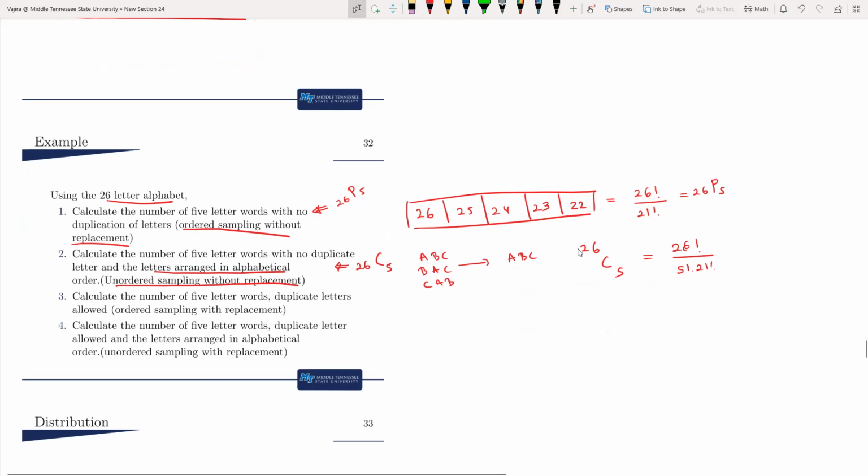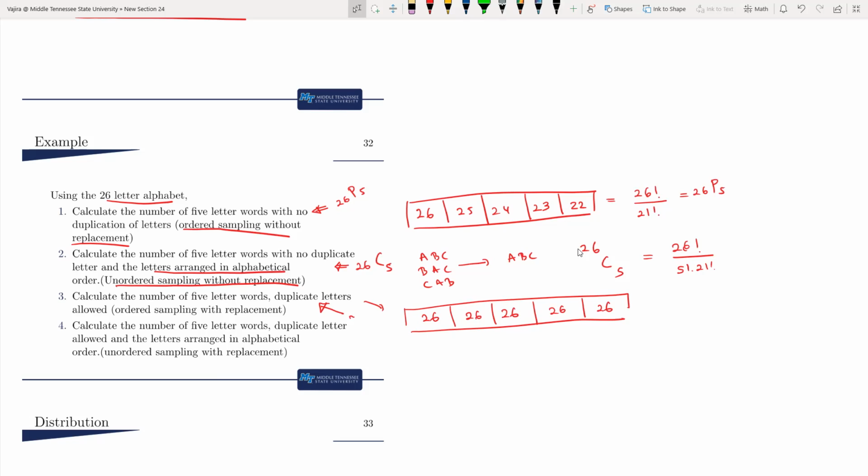The next one says calculate the number of 5-letter words, duplicate letters allowed. If that's the case, if I draw the placeholders, I can choose any letter for the first one, 26. Since I am allowed duplicates, I can pick any for the second, and again, 26, 26, 26. So the answer for this one would be 26 to the power 5.